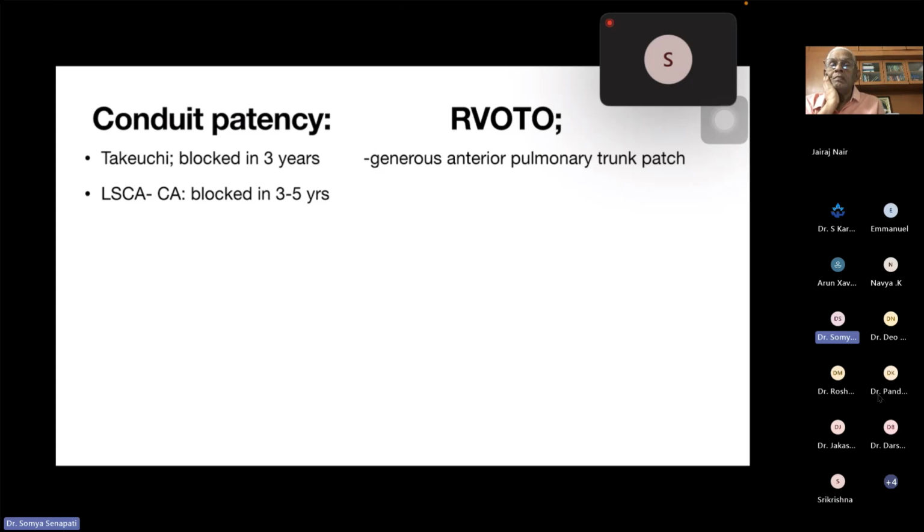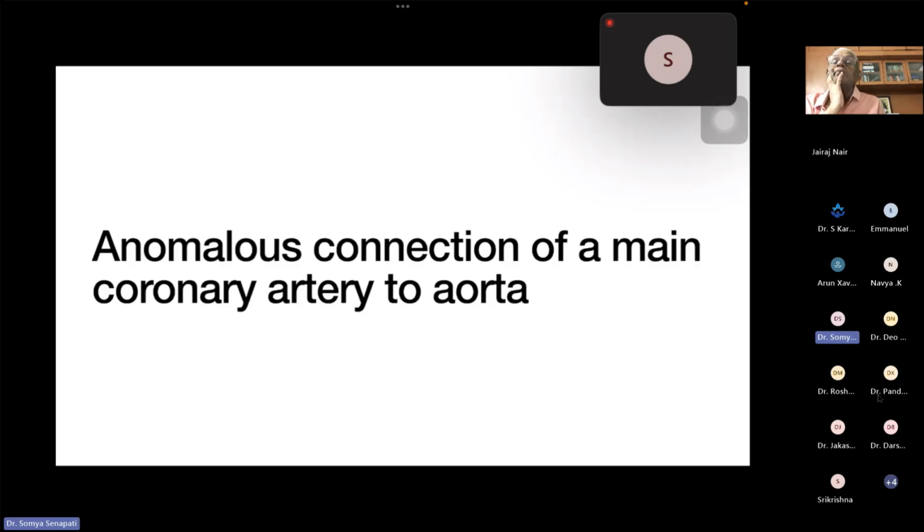In some cases of tunneling, like in Takeuchi repair, there might be RVOT obstruction, which can be prevented by using a generous anterior pulmonary trunk patch.